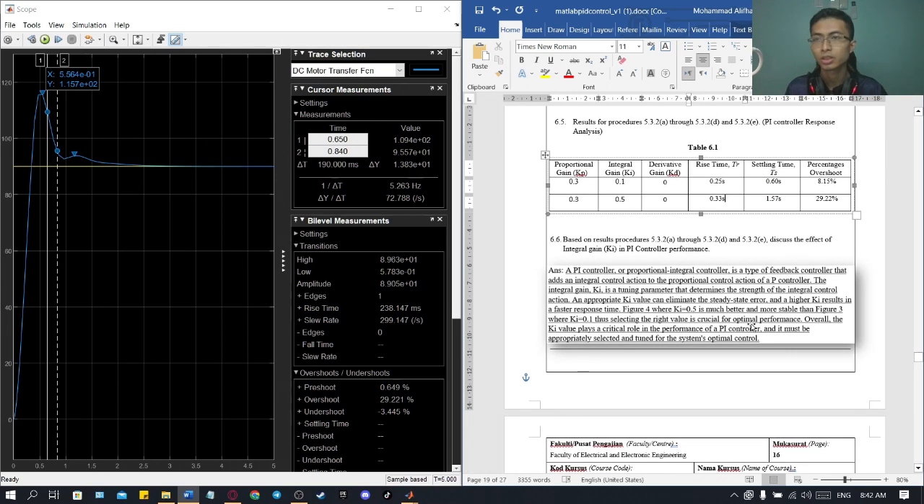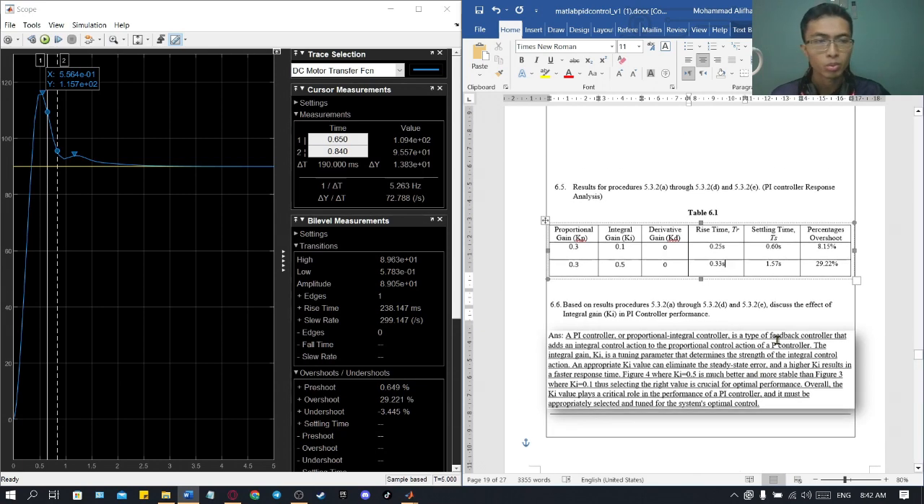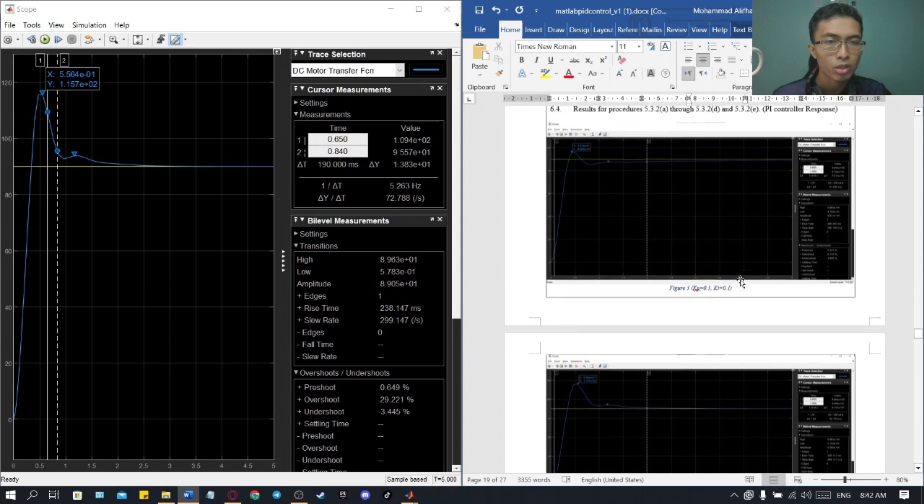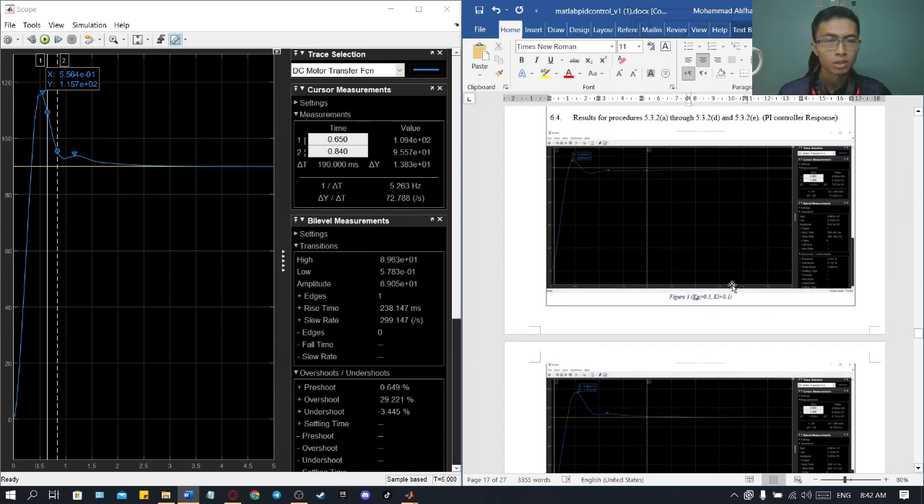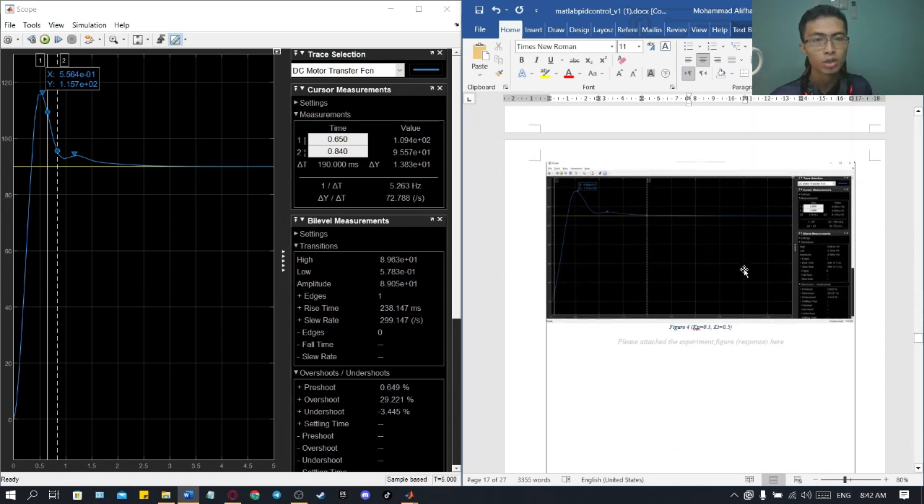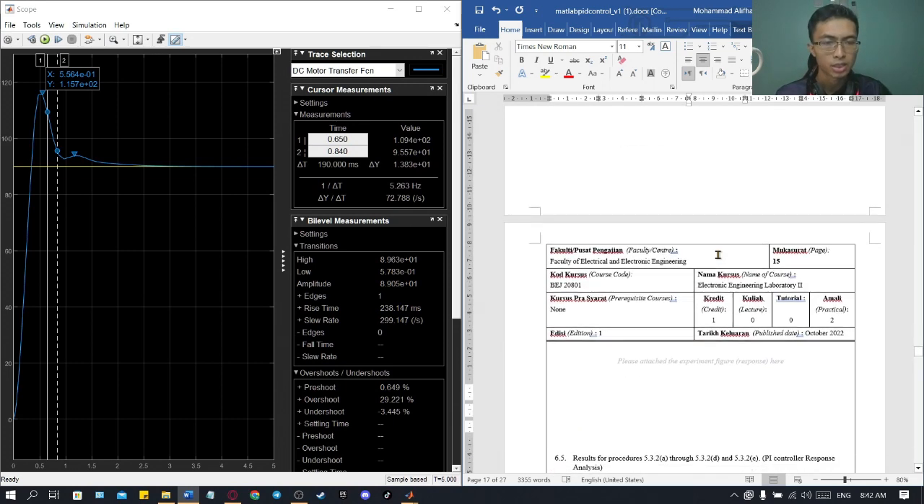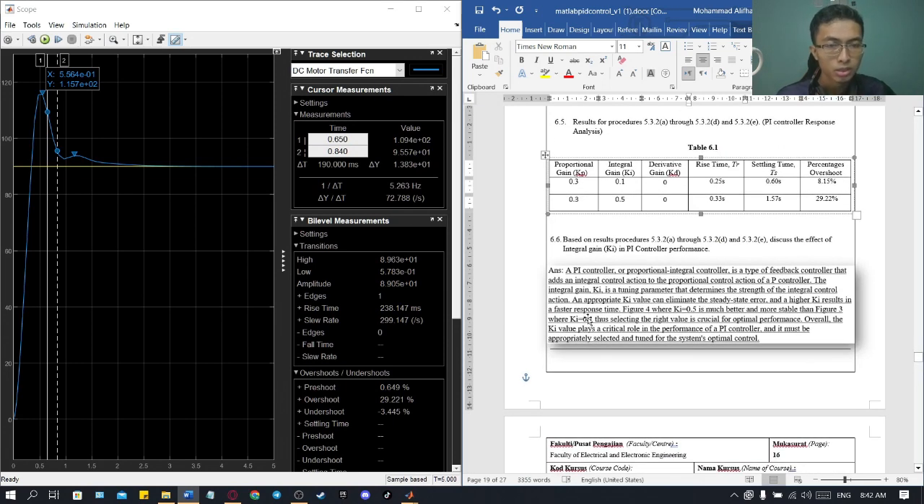Okay, for the integral gain, what does it affect in our PI controller performance? You can see between figure 3 and figure 4, it makes it more stable than figure 3. In figure 3, after the peak it dips below the settling value, while in figure 4 it is much more stable, where it doesn't go beyond the settling value. Okay, here also the answer. Yes, it will become our optimum performance for the graph.